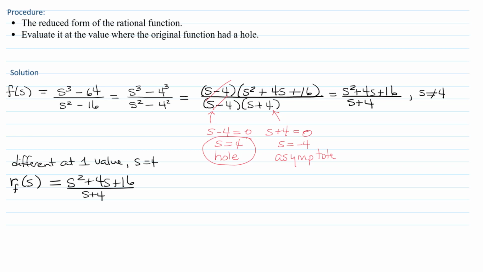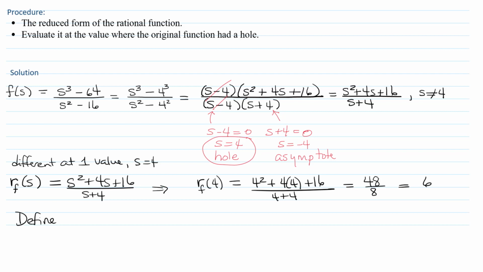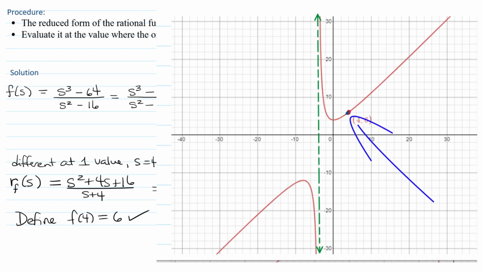So to figure out how we want our function to be defined so that it doesn't have a hole, we evaluate this reduced version at 4. So the reduced version of f at 4 would be equal to 48 divided by 8, which is equal to 6. This tells us that the only difference between our original function f and our reduced version of the function is that f had a hole at 4 and this new function has the value 6 at 4. So if we want to fill the hole in for f, we could say define f of 4 to be equal to 6. And we know that that will fill in the hole.